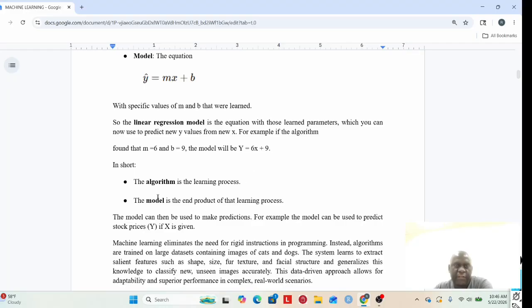Next, in our final algorithm, the model will be y = mx + b, which is y = 6x + 9, based on our computations. We'll get into more detail on how to find these numbers. Okay?